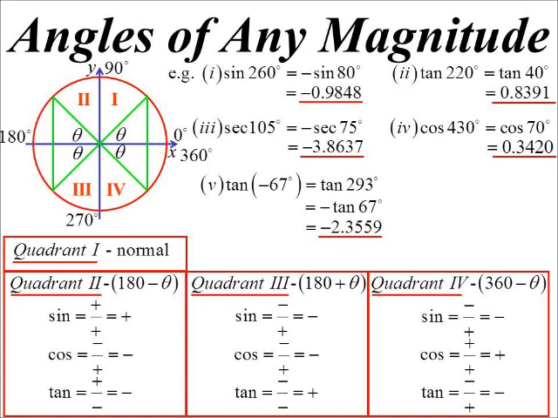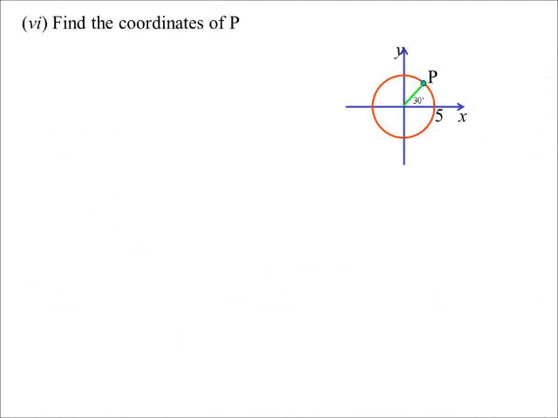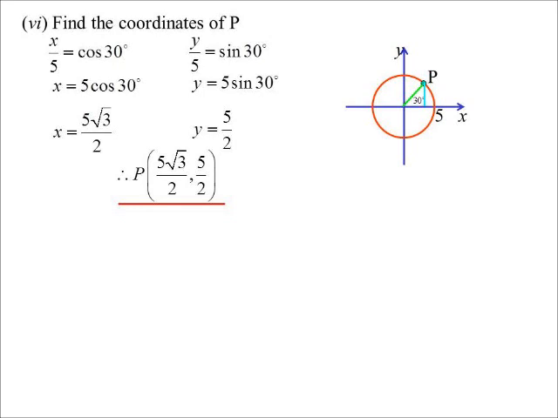Okay, so I've got to find the coordinates of P. I know that angle's 30, radius of the circle's 5. Well, it's just a matter of drawing up a triangle. X over 5 is cos 30, so x is 5 times cos 30. Cos 30, of course, is one of our exact ratios, root 3 on 2, so 5 root 3 on 2. The y coordinate ends up being 5 on 2. So to answer the question, I don't leave it like that. The question said, what are the coordinates? So I write my answer as coordinates, 5 root 3 on 2 and 5 on 2.